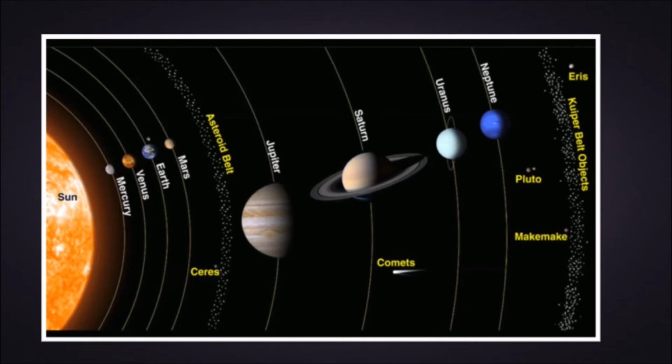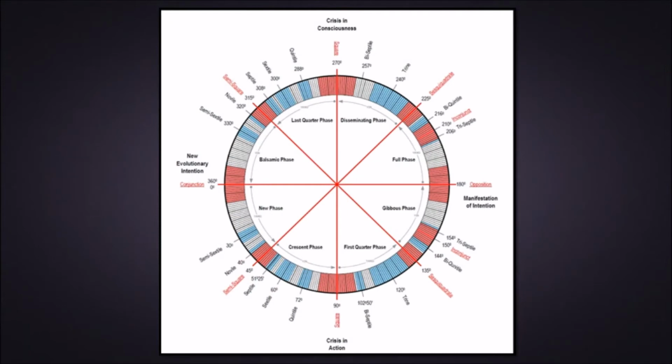Very simple. You get a little chart, and this is courtesy of the Evolutionary Astrology glossary, an ebook. And as you can see here on the chart, you've got this whole entire thing. New phase, crescent phase, first quarter phase, gibbous phase, all these phases. And each phase represents an aspect of development.